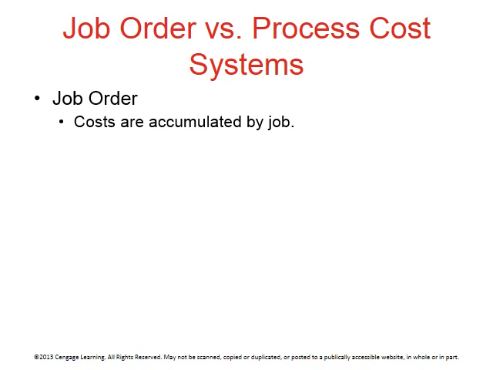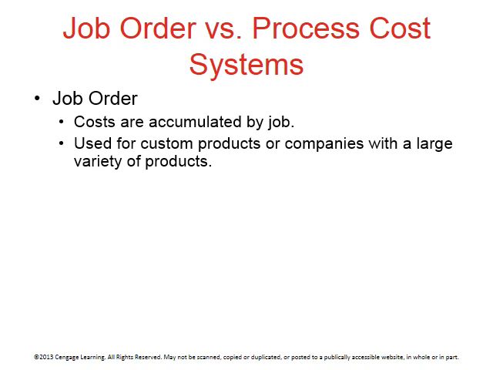So say we're at the Rolls-Royce plant and somebody orders a car. So we have order 1, 2, 3, 4 for a Rolls-Royce. So all the materials, all the labor, and all the overhead spent building that one car get bundled together in one bucket, and we accumulate them by job.